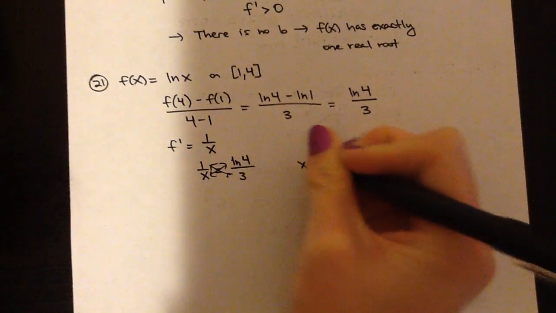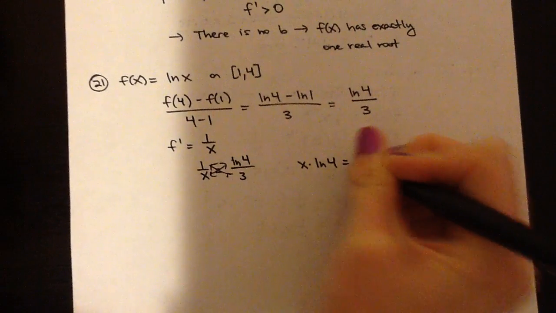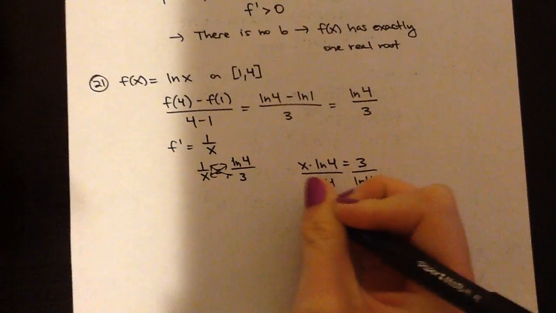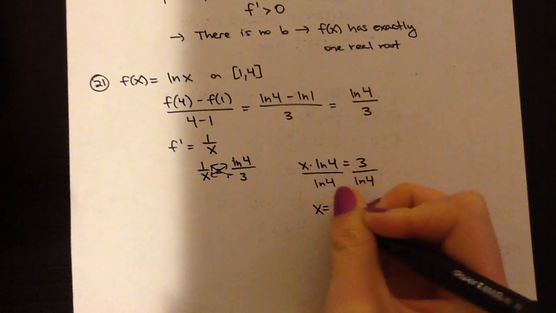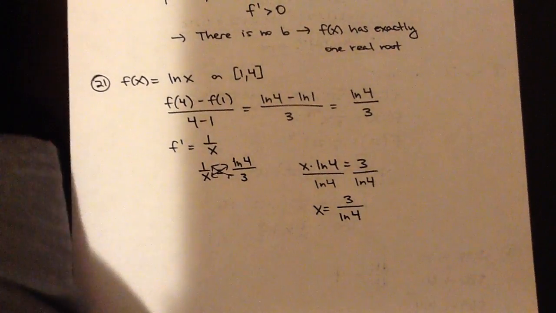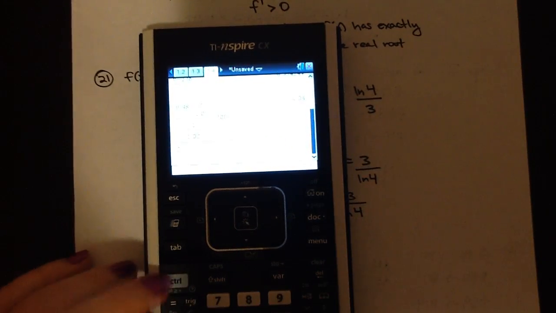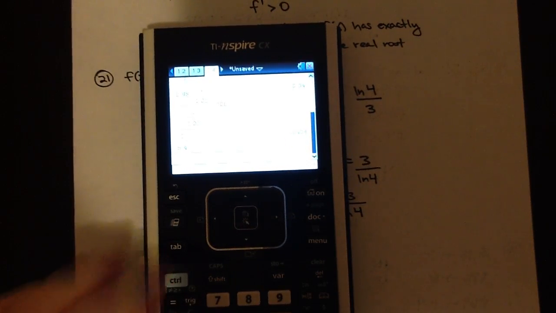And so I get x times the natural log of 4 equals 3, and then I divide both sides by the natural log of 4. Okay, so my x value is 3 divided by the natural log of 4. Just to confirm, we want to make sure it actually is on that interval. So 3 divided by the natural log of 4, it is.